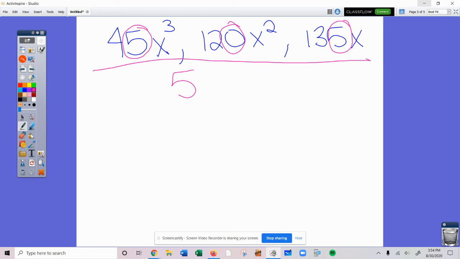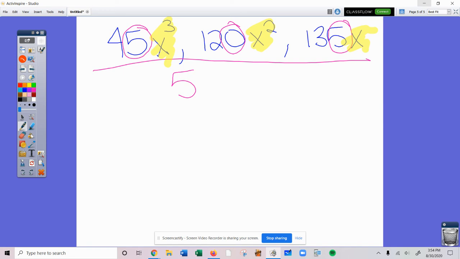Okay, so I'm just looking at the numbers and I'm saying, okay, I can divide those all by 5. So again, I'm just focusing on the numbers right now. So we're going to take those variables and just ignore them. Just setting those over there to the side, I'm ignoring them. Okay, so I see that 5 will go into all of them. So now I'm going to divide them all by 5.